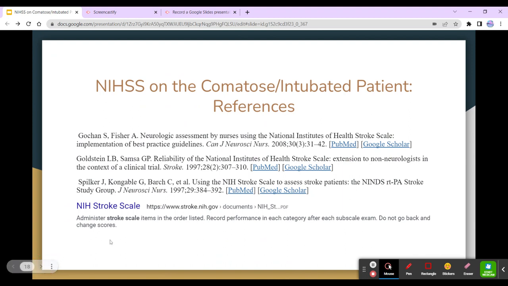So I hope that this has helped you to understand how to do a comatose intubated patient.